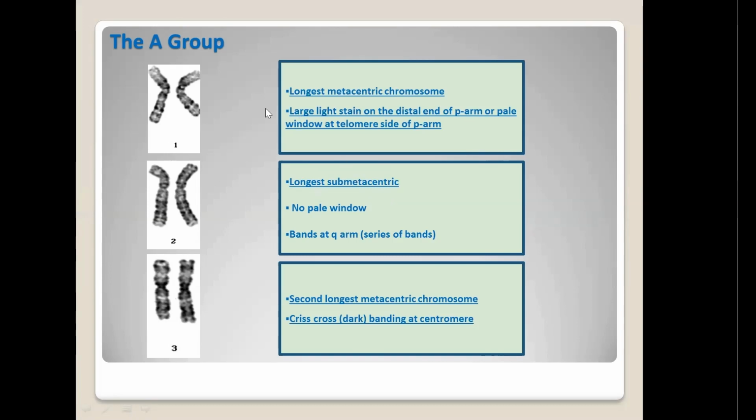So basically for these two chromosomes, we have to see which is the longest metacentric, that will be chromosome 1, and the longest submetacentric, that will be chromosome 2. Now chromosome 3. It is the second longest metacentric chromosome, but the main thing about this chromosome is that there is a crisscross banding pattern at the centromere. This crisscross banding pattern at the centromere is the main identity of chromosome 3.